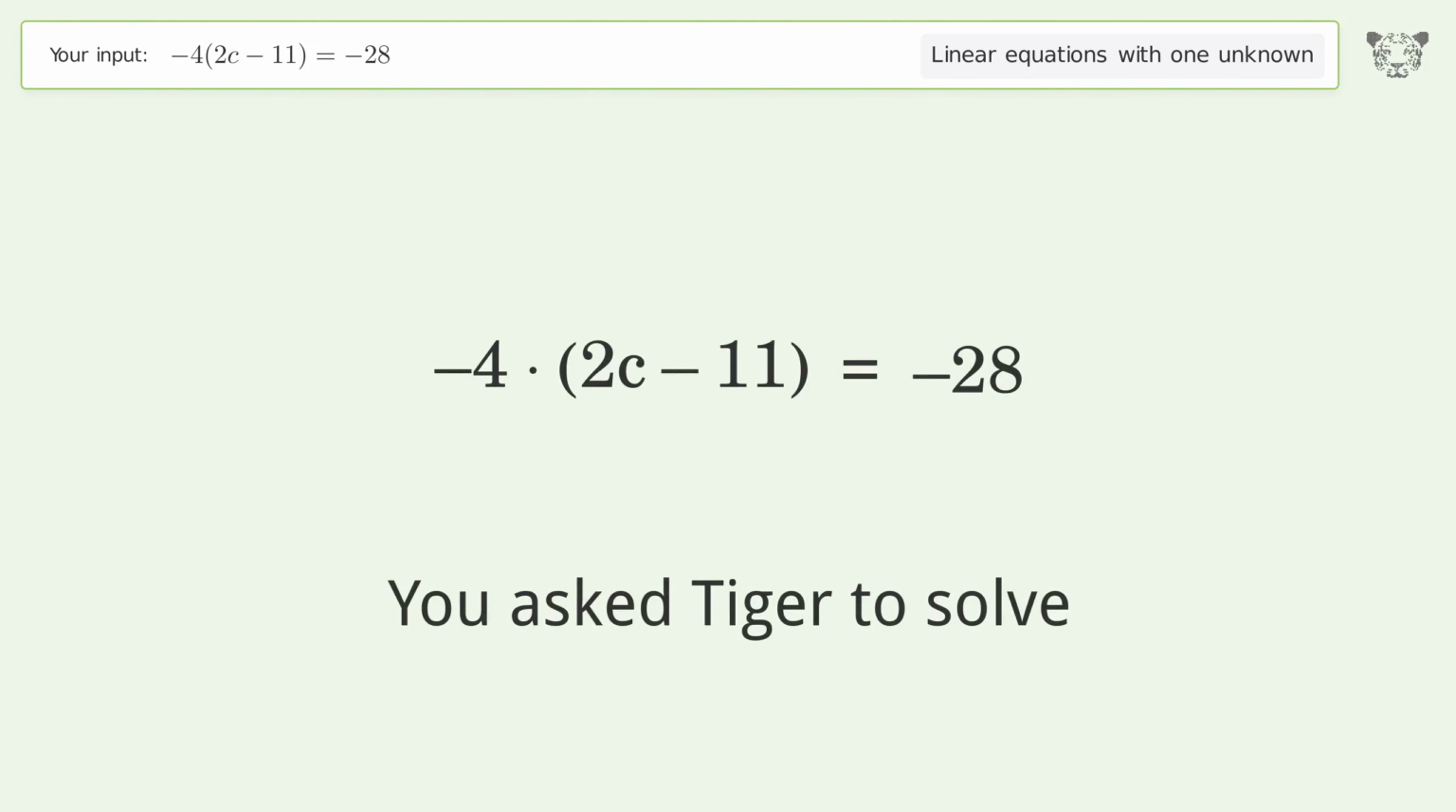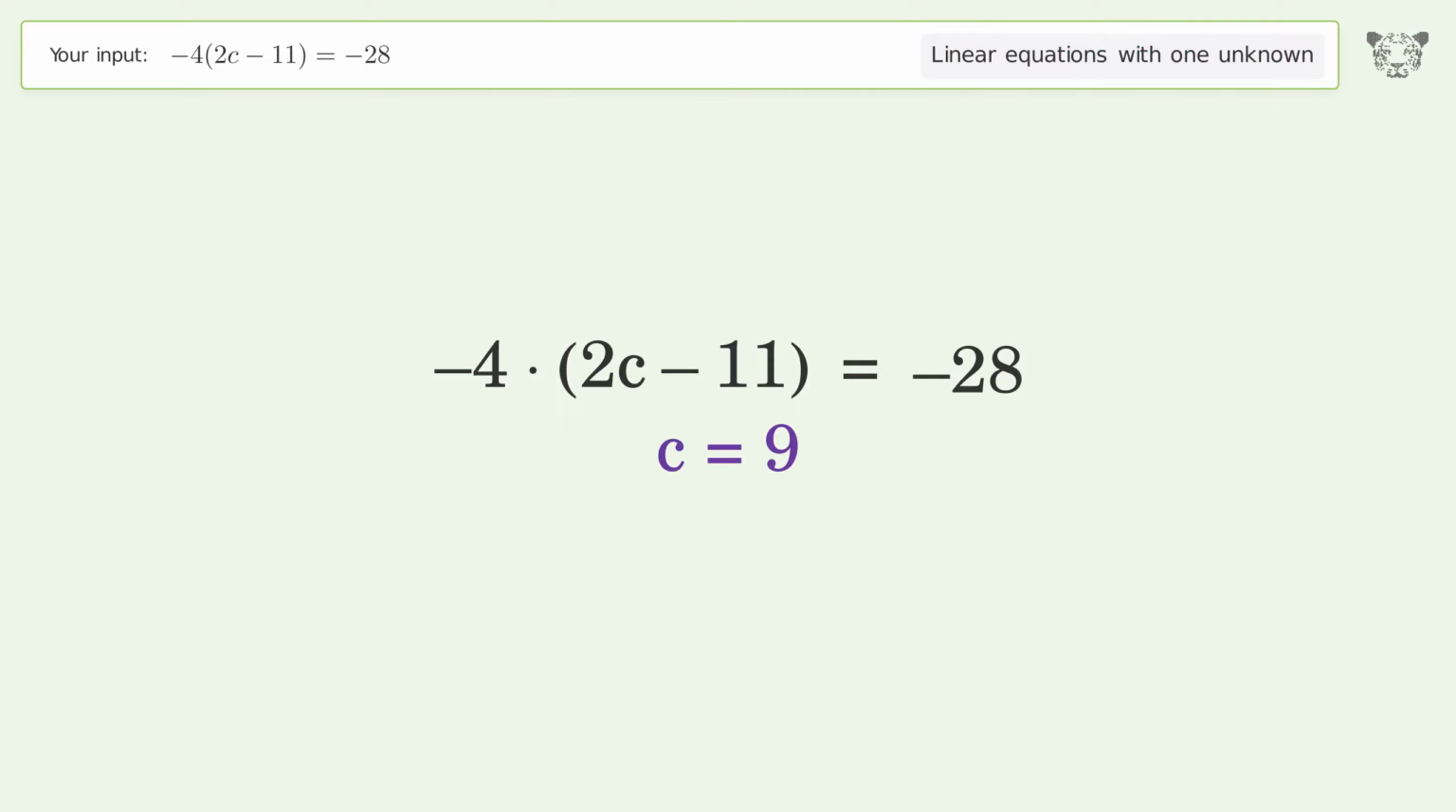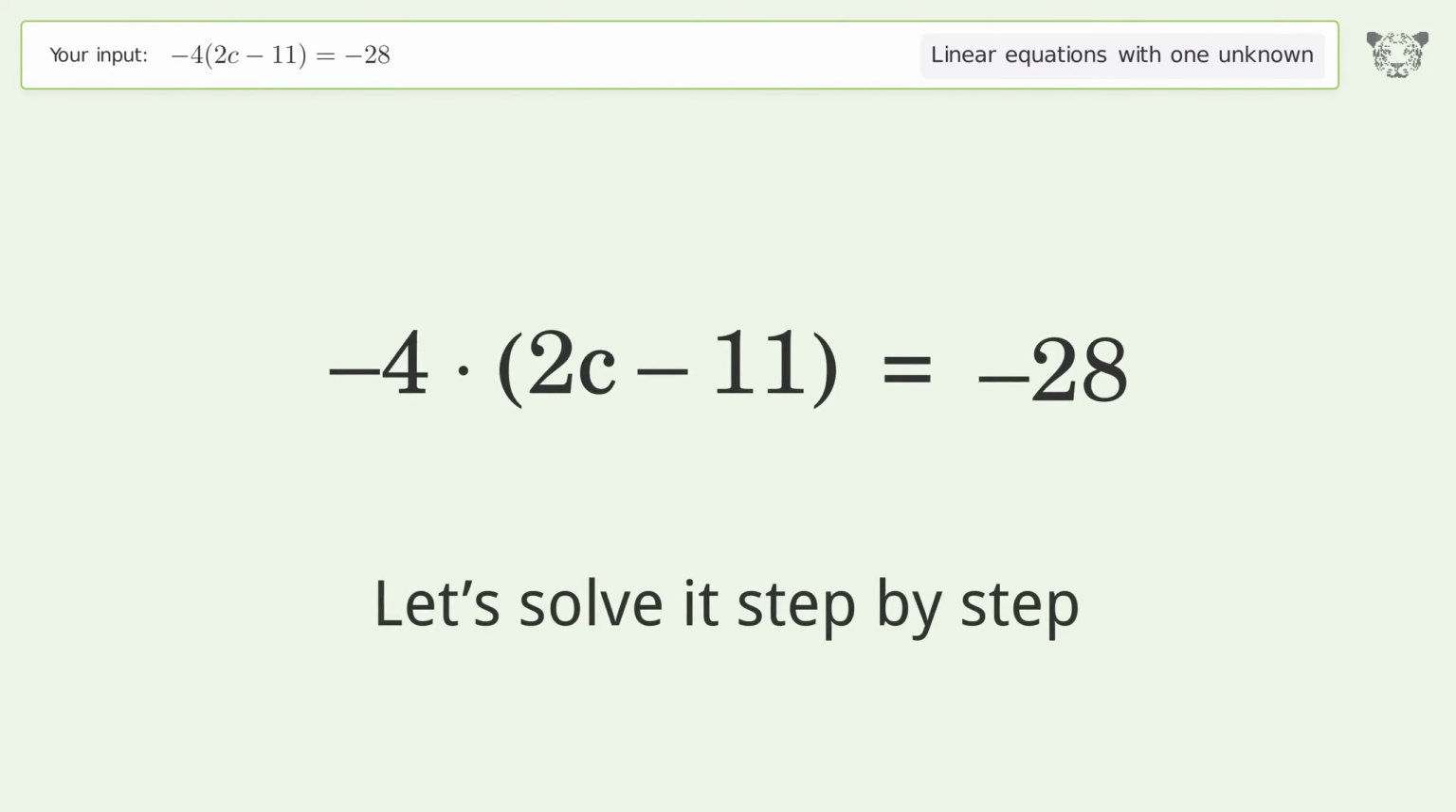You ask Tiger to solve this. It deals with linear equations with one unknown. The final result is c equals 9. Let's solve it step by step.